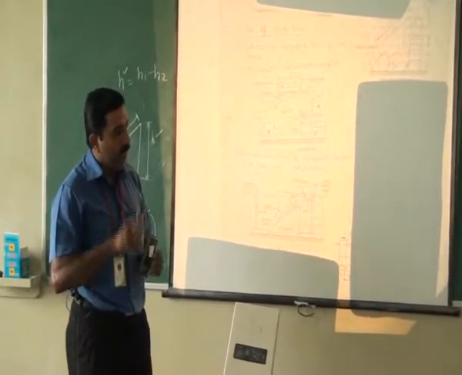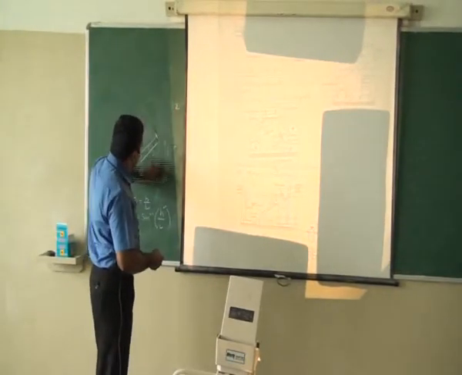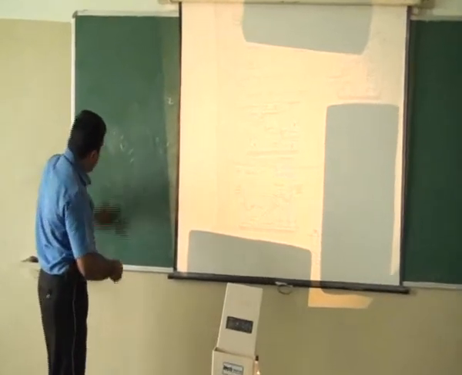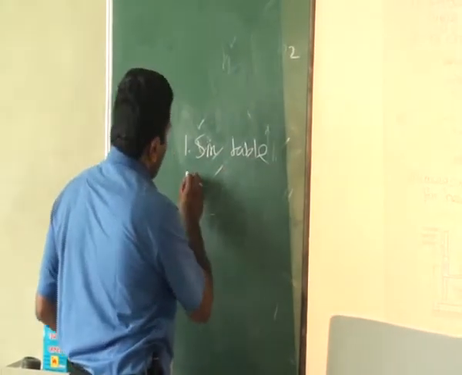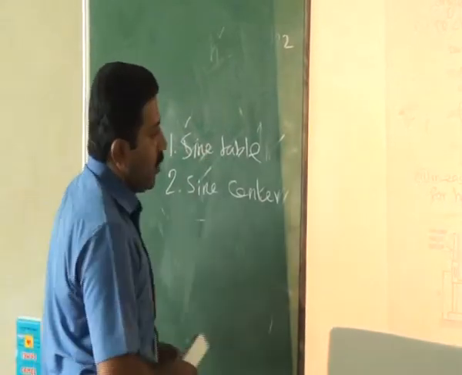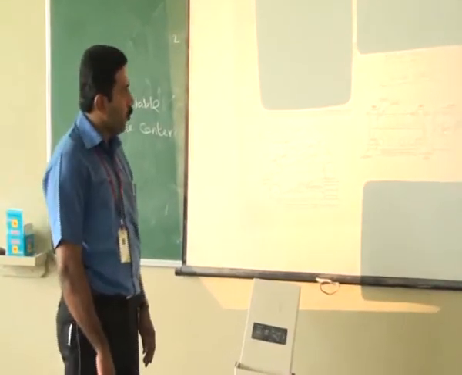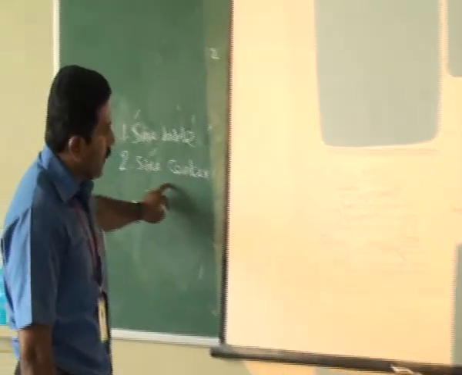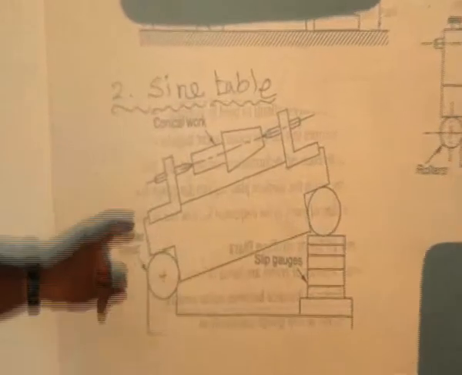The sine bar can be modified in two ways: one is sine table, another one is sine center. In two ways we can modify it. So see in the diagram, the sine bar will be modified in two ways: one is sine table, another one is sine center. With the sine table, we can measure the conical workpiece. The previous workpiece we can measure by using the sine bar.